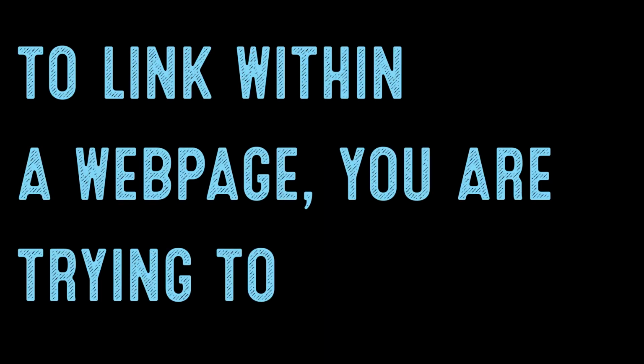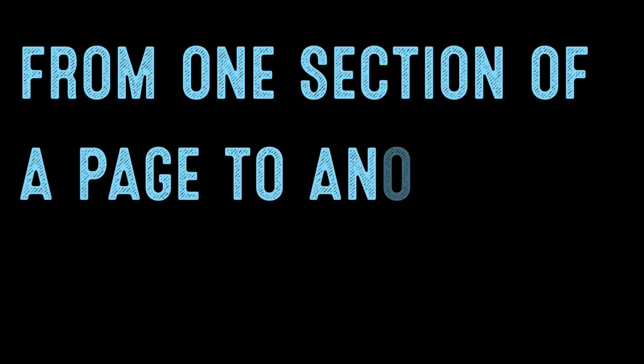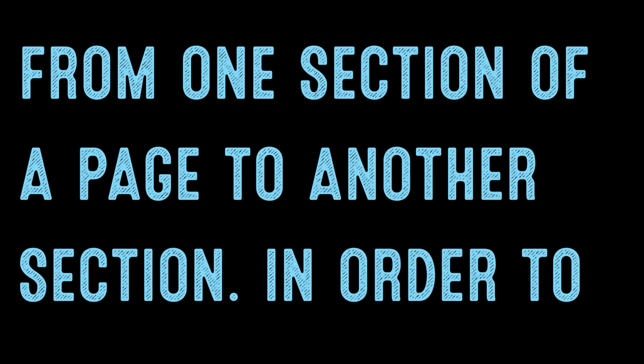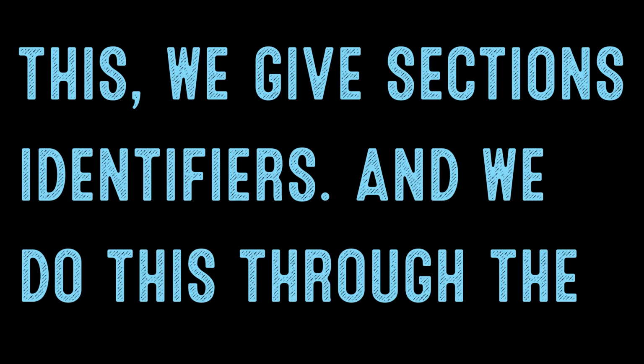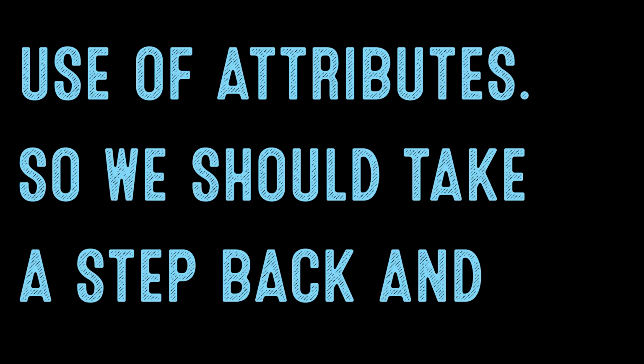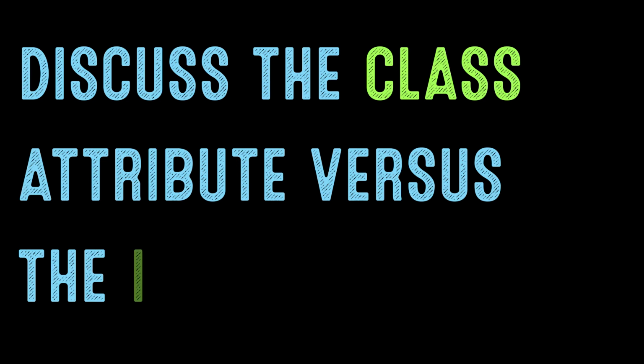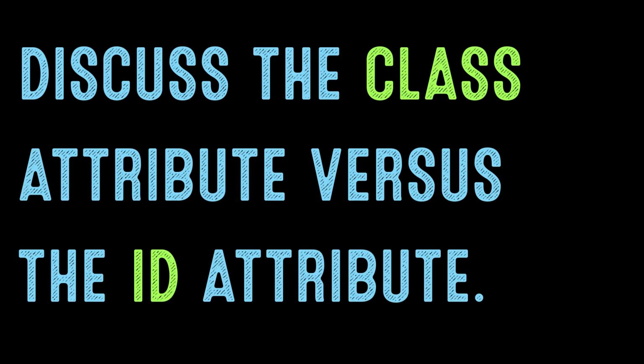The daily code snippet. To link within a web page, you are trying to jump from one section of the page to another section. In order to do this, we give sections unique identifiers, and we do this through the use of attributes. So we should take a step back and discuss the class attribute versus the ID attribute.